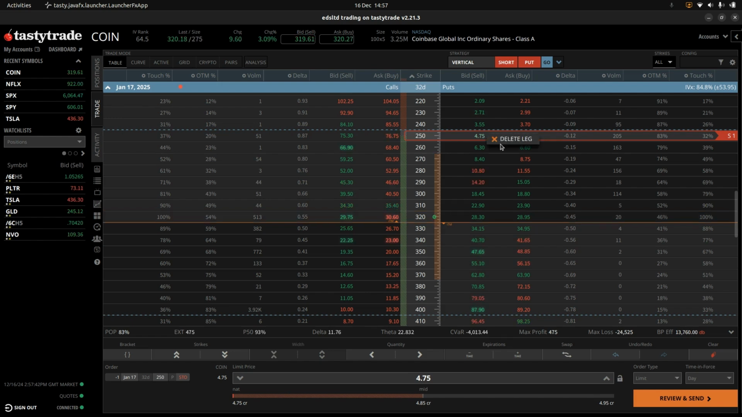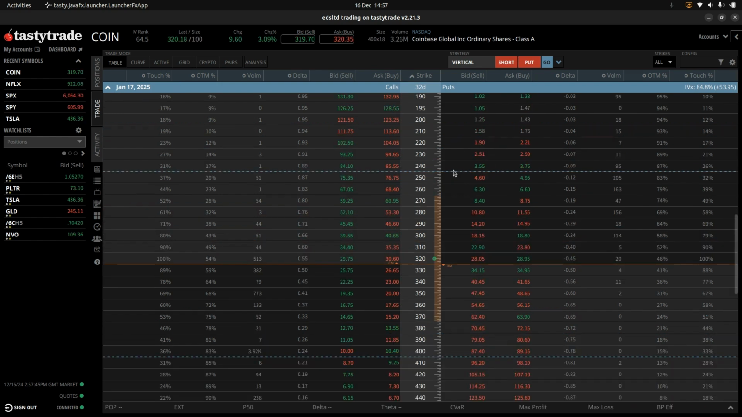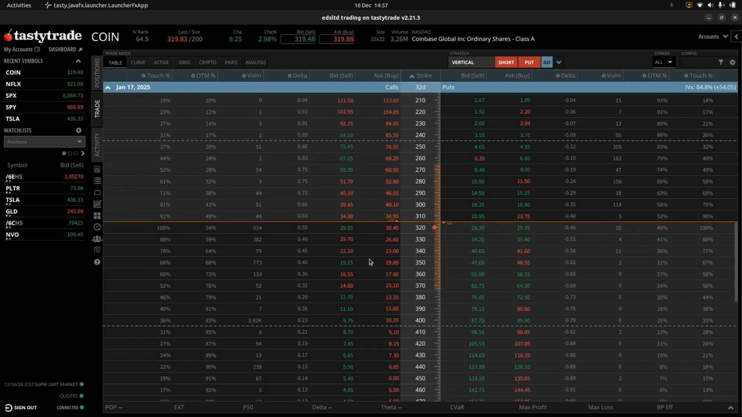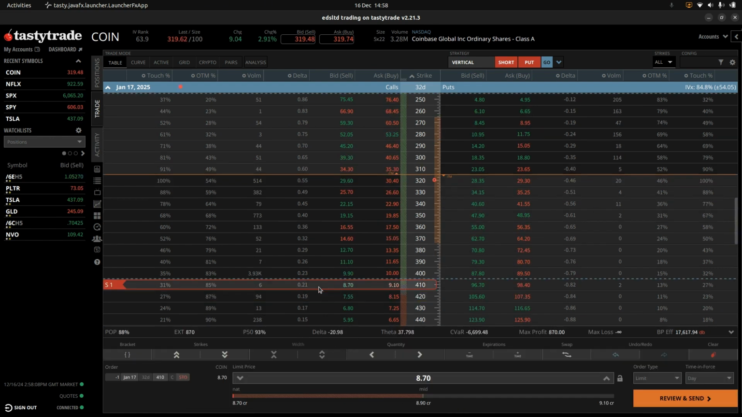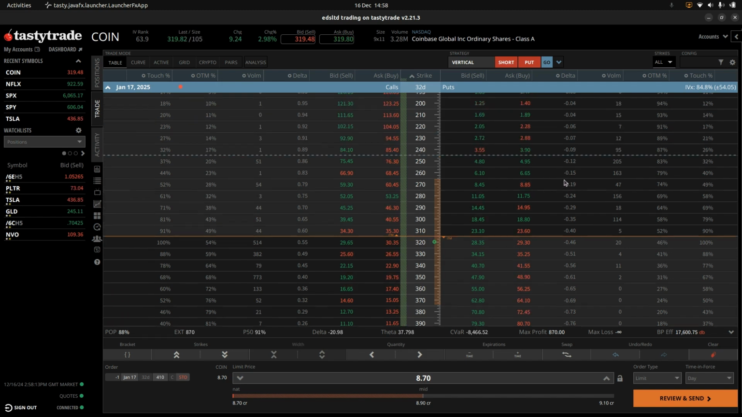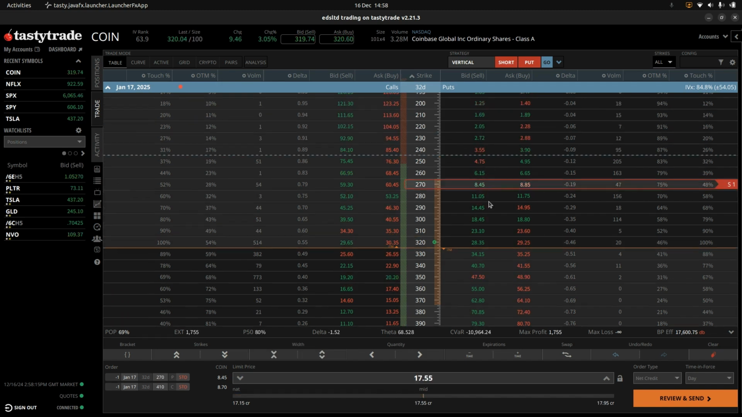But how do we be as capital efficient as possible? So we want to have a high win rate, low risk, but we also want to be making as much money as possible. So the way that we do that is by targeting anywhere between a 15 and 20 delta. And this is our delta column here. So we've got a 19 delta here at the 420 strike. We've got a 21 delta. Let's just go to a 21 delta, which is closer to the one standard deviation mark. And we've also got a 19 delta on the put side.